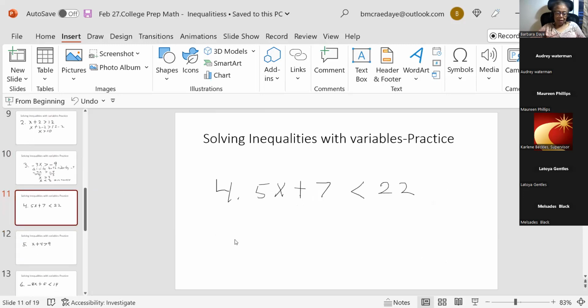And another one here. 5x plus 7 less than 22. I want everybody to do that one and give me an answer. What's the value of x in this inequality? Everybody okay? Anybody need help on this one? You know what you do first? 5x plus 7 less than 22.